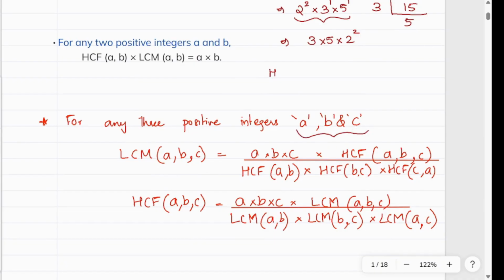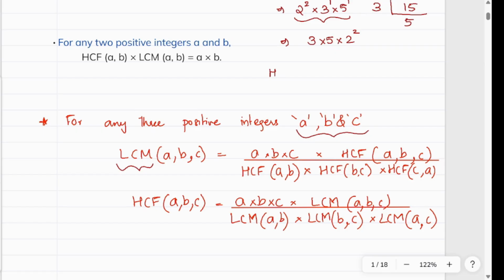Similarly, this is an extra part. When three numbers are included, what will be the answer? If I want to find the LCM of A, B and C, what should I do? I should take the product of three numbers into the HCF of A, B and C, then divide it by the HCF of A and B, the HCF of B and C, and the HCF of C and A, multiplied all together. Using this equation, you will be able to find the LCM of the three numbers.